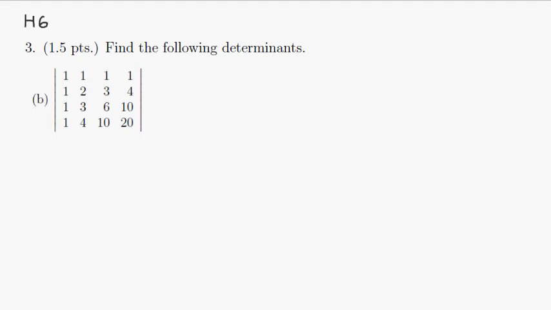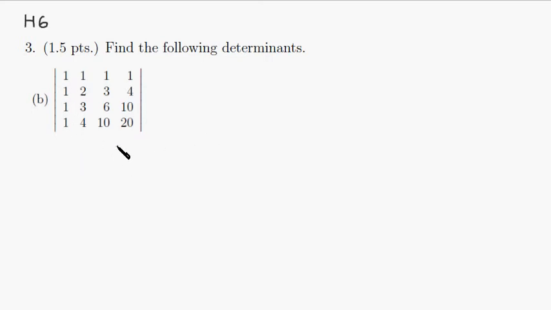Okay, let's look at homework 6, problem number 3. I'm not going to do all 3 parts, but I'll show you how to do part B. Before we find the determinant, we're going to apply a bunch of row operations. If you look at the first column, you have 1, 1, 1, 1. We can easily turn all these into 0. So let's do that.